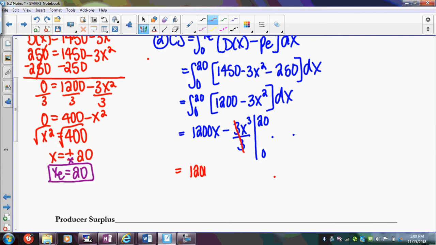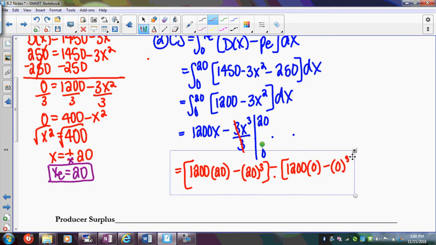So I have 1200 times 20 minus 20 to the third. So there's plugging in 20, so I want to get that entire number. And then I'm going to plug in 0, which you're going to see a lot with these, that the second part of this will often go to 0, or when you're plugging in 0, this whole thing here just ends up becoming 0. Not always, so just be careful, but a lot of times that will happen, just because when you're plugging in 0, the numbers multiply out and end up being 0.